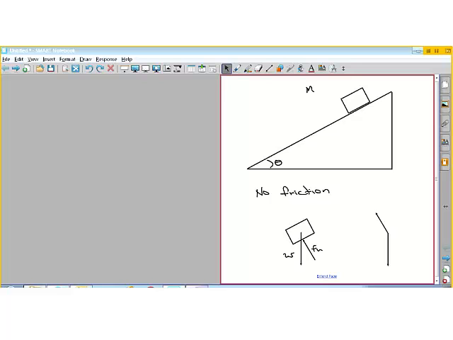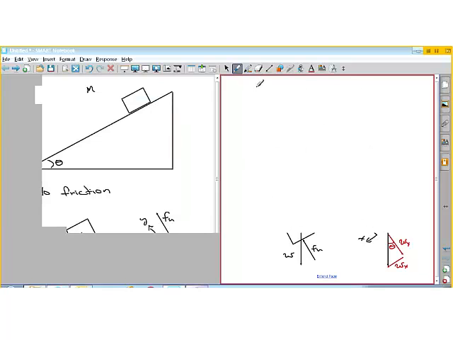So we define the coordinate system. I'm going to define x going down because that's the way it's going to slide. Y is going up. So what we do is we convert the weight into a component perpendicular and a component parallel to the surface. The angle of the wedge is this angle here. So we'll have W sub y, and we'll have W sub x, and we'll have the normal force.